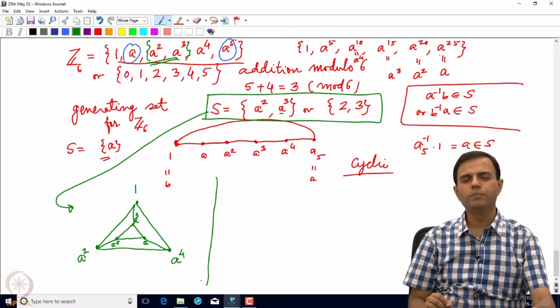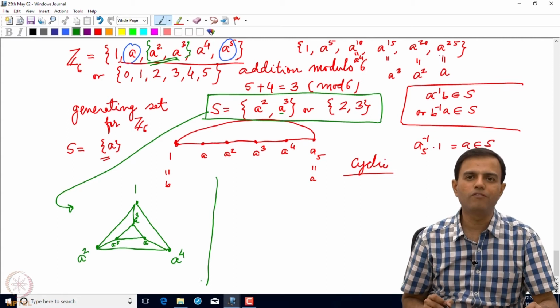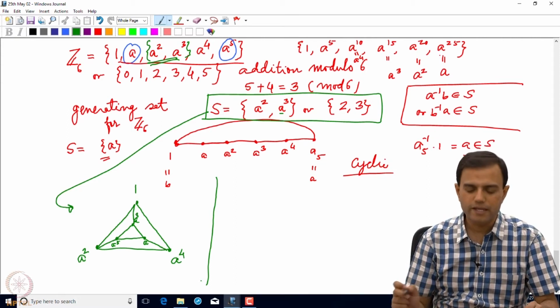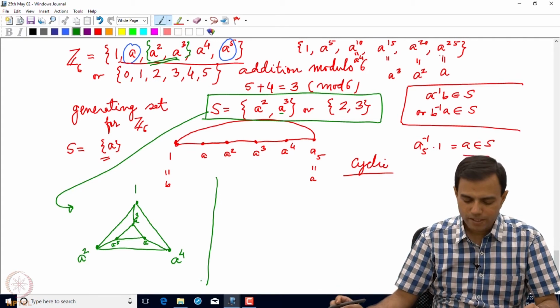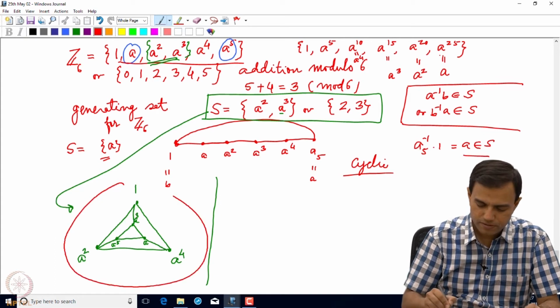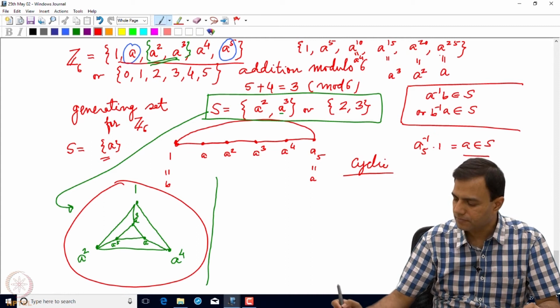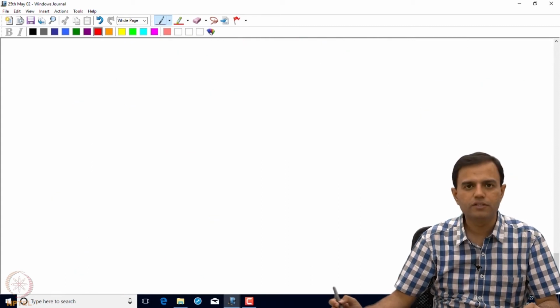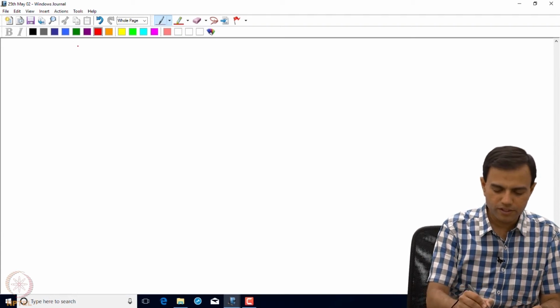Do you know some other group of order 6? Z6 is 1. Another group is S3, which is the group of permutations of 3 elements. So with that group also, let's do some experiment. Remember this picture, and do the experiment with S3. So what is S3? Or call it D3.